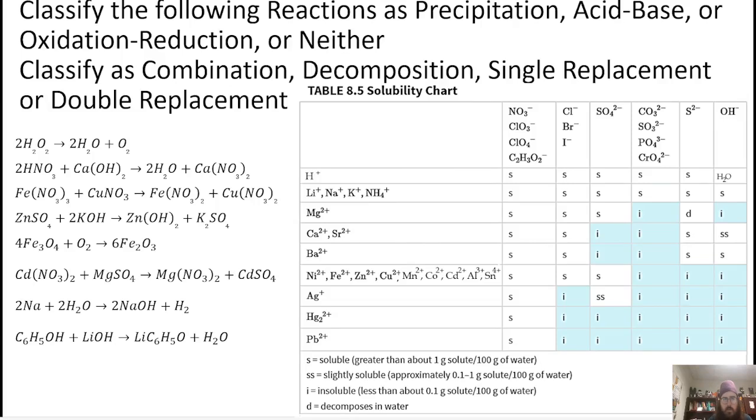Okay, folks, so here's the answers to the flipped classroom. This is both question 7 and question 11 from last year's test. That essentially asking you to, can you label these as precipitation, acid base, redox, or neither? And can you label them as combination, decomposition, single replacement, double replacement, or I guess technically neither? So let's look at each of these in turn. I will eventually be coming back to this chart as I need to.